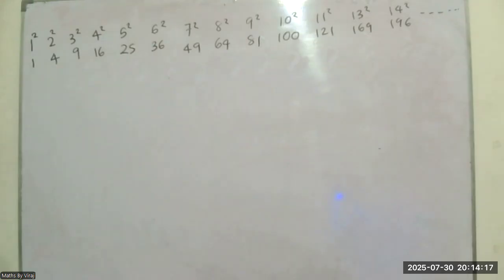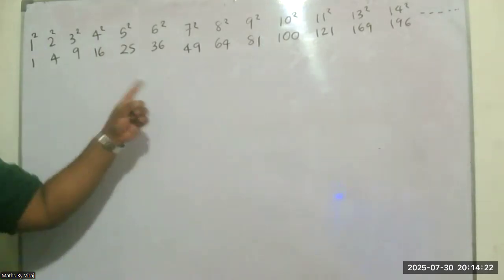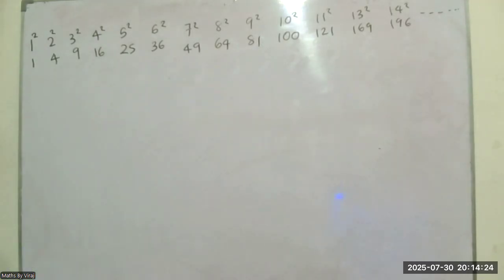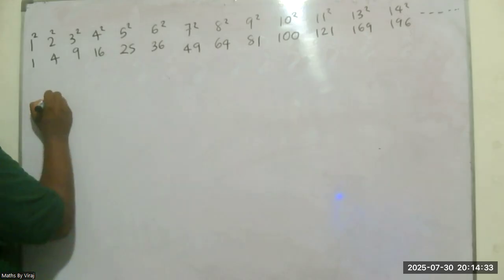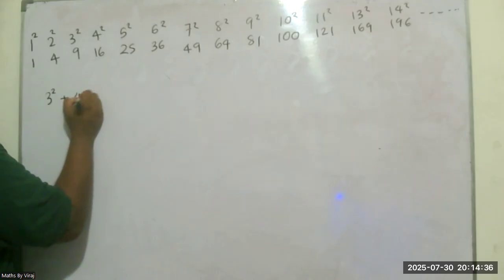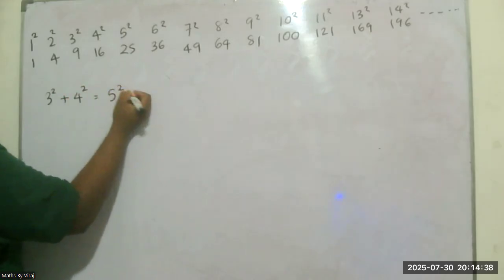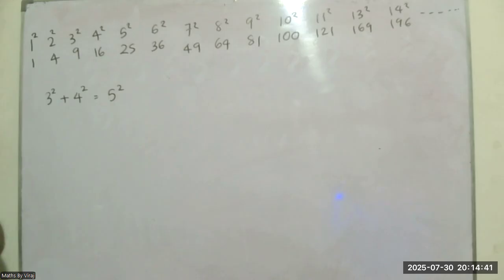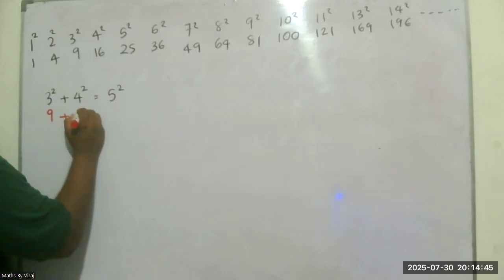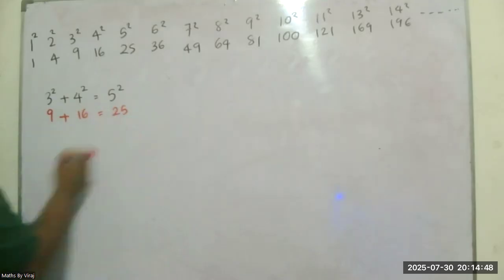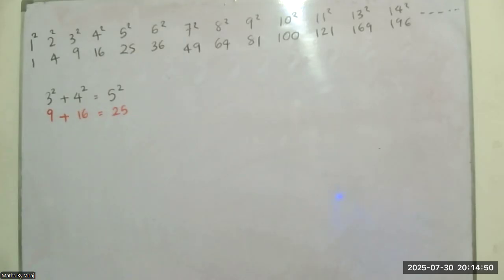Now, what's most important is that by joining square terms, we can get another square term. This is later introduced as the Pythagoras theorem as well. But for today, I'm saying 3 squared plus 4 squared is 5 squared. Let's see whether these numbers add up. What is 3 squared? 9 plus 16 is 25. Are we clear? Yes or no?